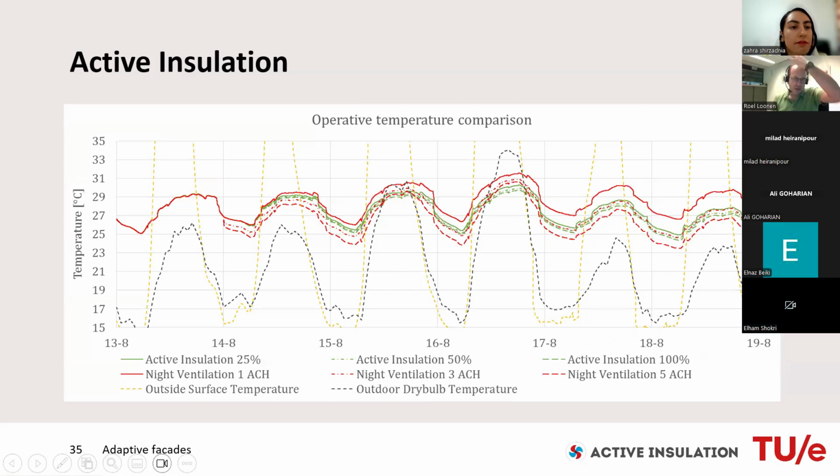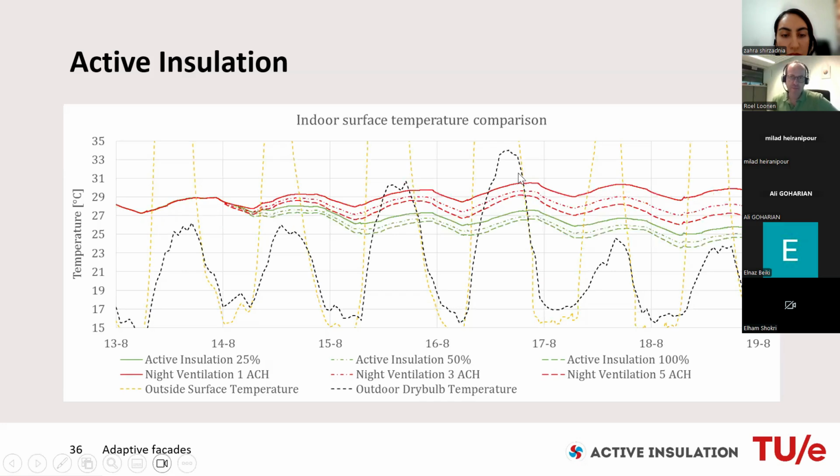So why this works, or why this can be effective, can be visualized by comparing it to alternative solutions, in this case night ventilation, where if we compare the green lines and the red line, then we see that when we look at the operative temperature, we do not actually see a very large difference. But now when I click and we look at the surface temperature, so this is the indoor surface temperature, or basically the temperature of the thermal mass.